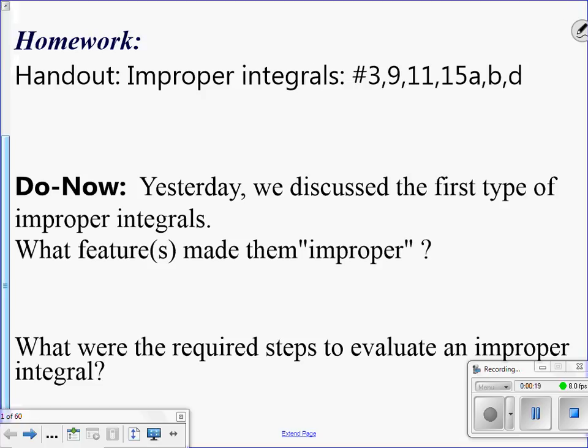Okay, do now. Yesterday we discussed the first type of improper integrals. What features made them improper? Manny. I think you know what you're talking about, but I want you to phrase it differently. Okay, that's better.